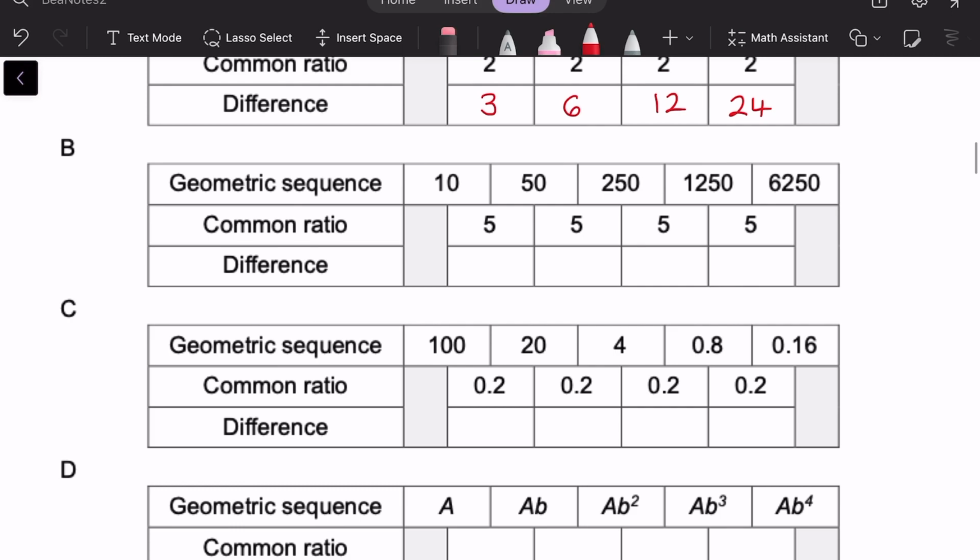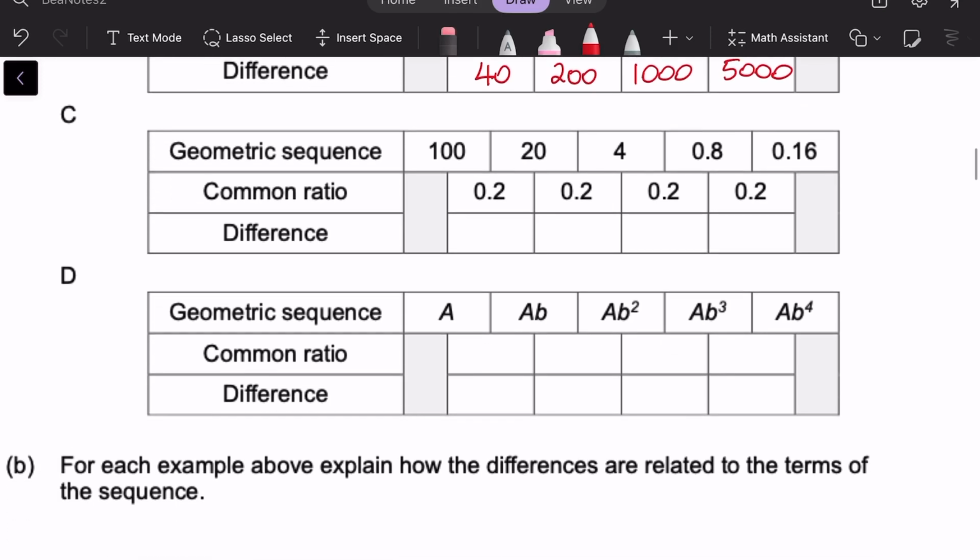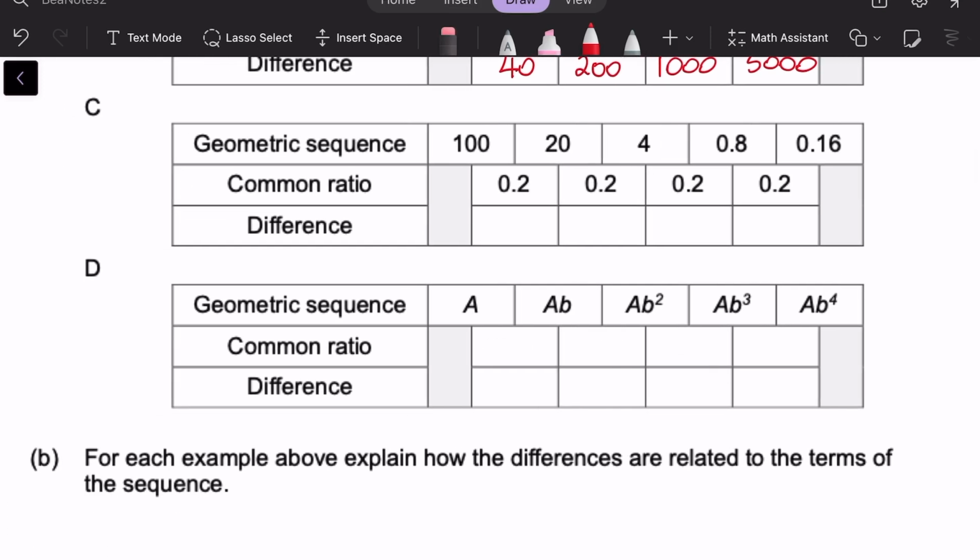Same thing here, 50 minus 10 is 40, 250 minus 50 is 200, and so on. For part C, you can see that the geometric sequence is decreasing, so the difference would be negative, just to show the decreasing sequence. 20 minus 100 is negative 80, 4 minus 20 is negative 16, and so on.